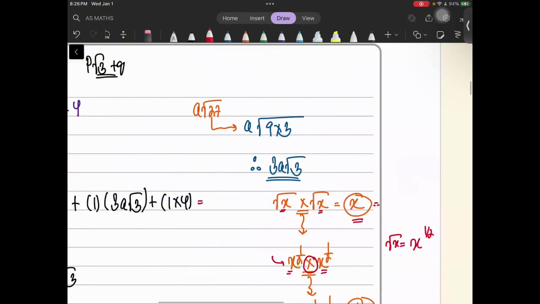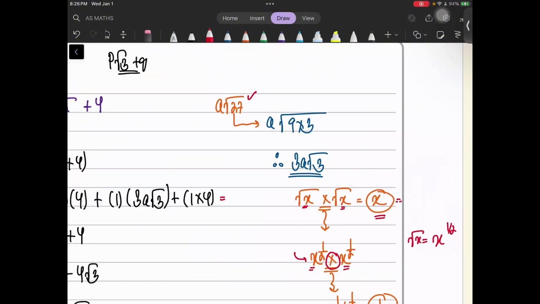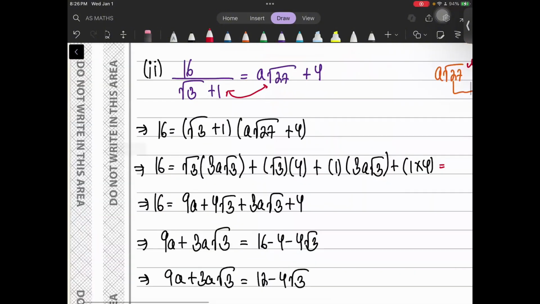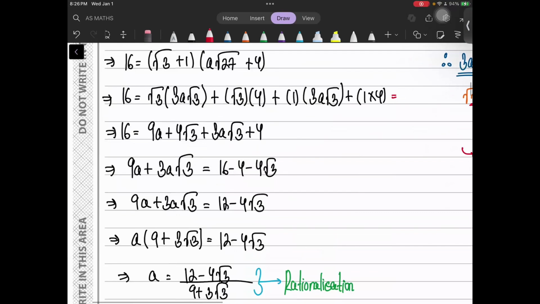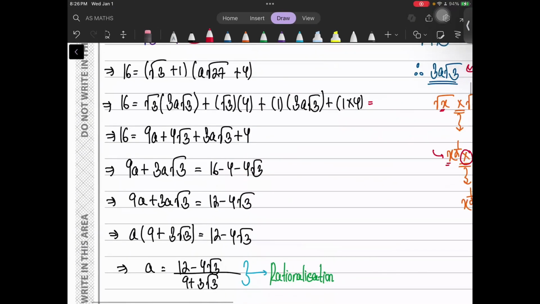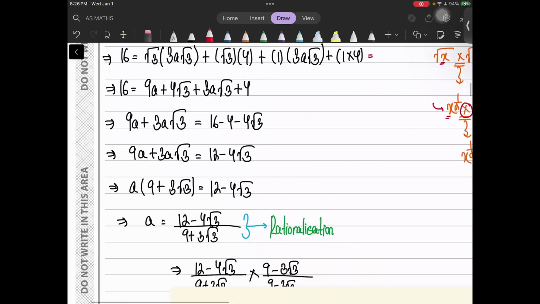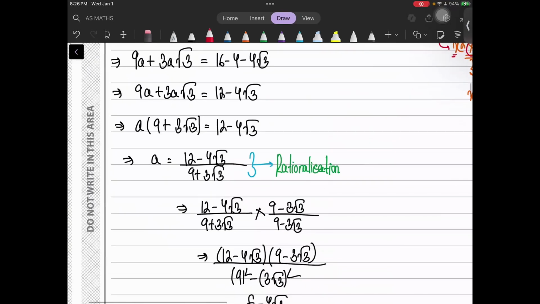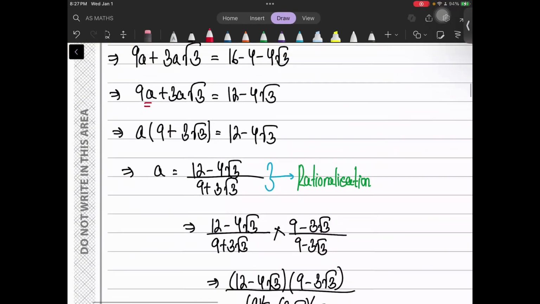And there's another thing. A root 27, right? We can also write this as 9 times 3, because 9 times 3 equals 27, and the square root of 9 is equal to 3. So this can also be written as 3a root 3. This is how I simplified it. I multiplied it up and simplified it, and it came out something like this. As you can see, these maths are kind of self-explanatory. So I get to this point, where I took a common factor and made a the subject.